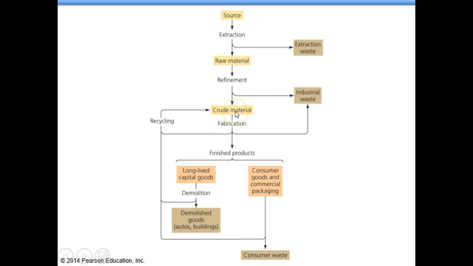Now we have crude material, and we can fabricate that crude material, meaning that we can do stuff with it, and we can get finished products out of it: long-lived capital goods, consumer goods, and commercial packaging. When we break these down, they're demolished goods like autos and buildings. They can be recycled back into crude material, or they can be put back into industrial waste. The consumer goods can go into consumer waste.